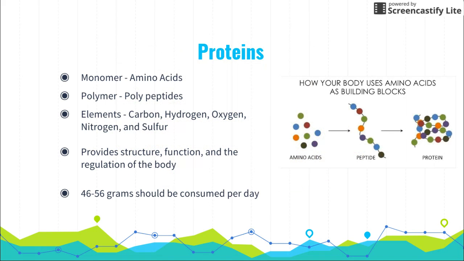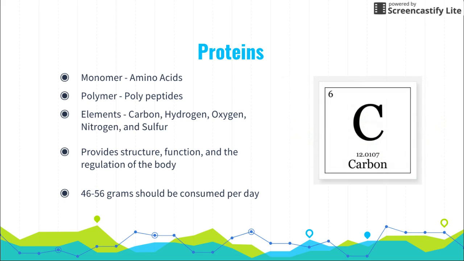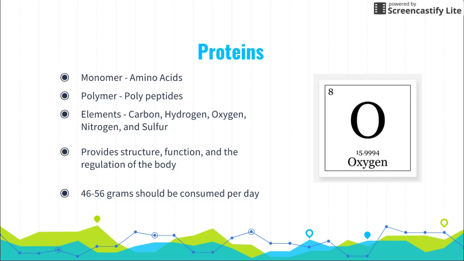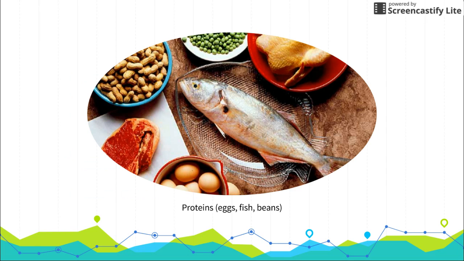Proteins. The monomer of proteins is amino acids, the polymer is polypeptides, and the elements that make up proteins are carbon, hydrogen, oxygen, nitrogen, and sulfur. Proteins provide structure, function, and regulation of the body. 46 to 56 grams should be consumed per day. You can find proteins in eggs, fish, and beans, as you can see in the image.